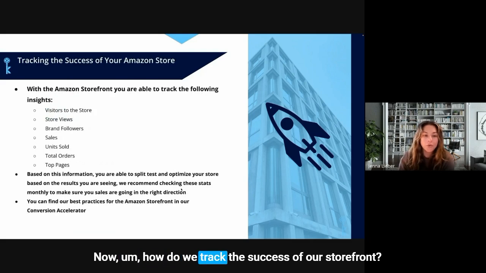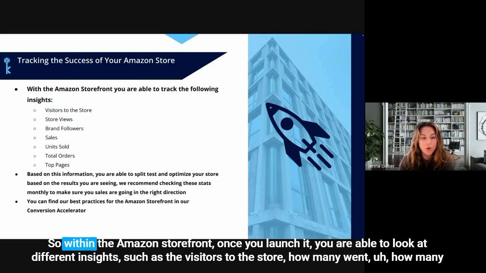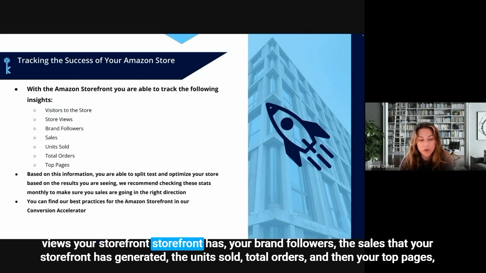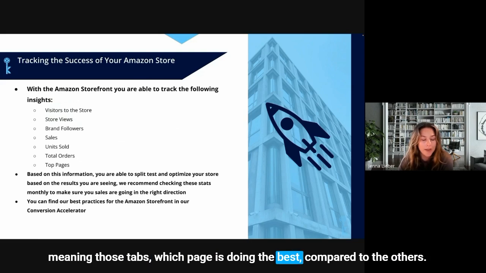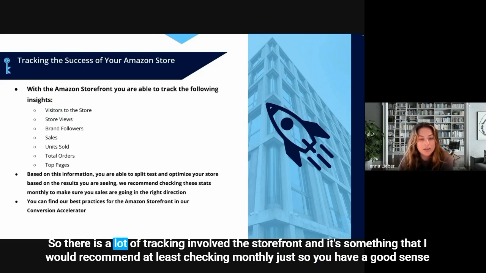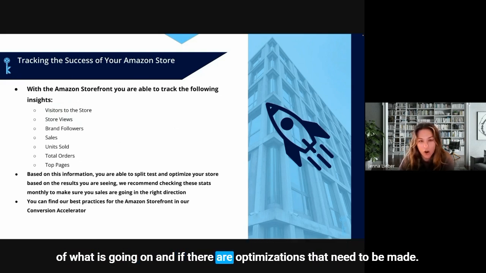Now, how do we track the success of our storefront? Within the Amazon storefront, once you launch it, you are able to look at different insights, such as the visitors to the store, how many views your storefront has, your brand followers, the sales your storefront has generated, the units sold, total orders, and then your top pages, meaning those tabs, which page is doing the best compared to the others. There is a lot of tracking involved with the storefront, and I would recommend at least checking monthly, just so you have a good sense of what is going on and if there are optimizations that need to be made.